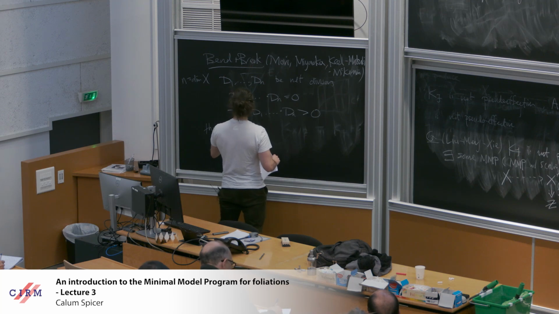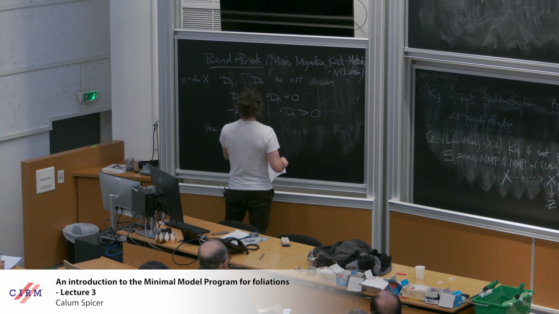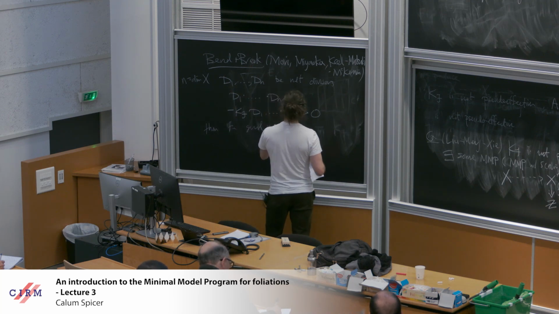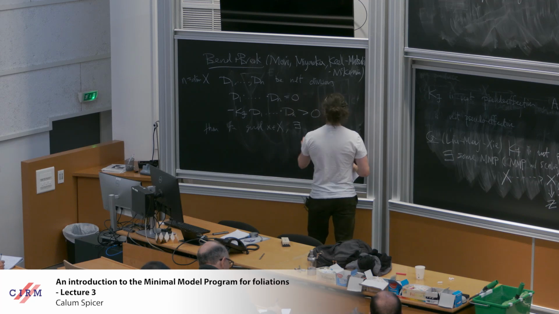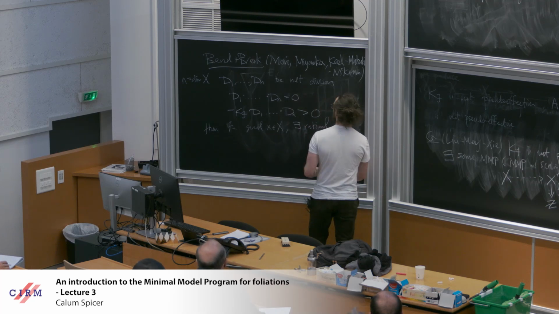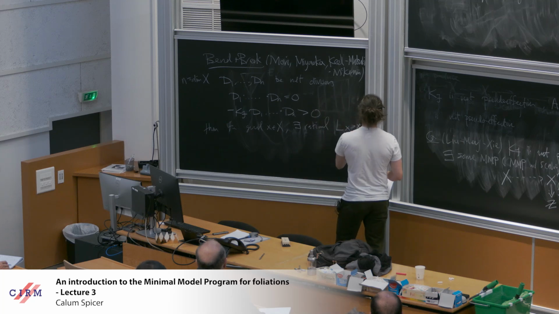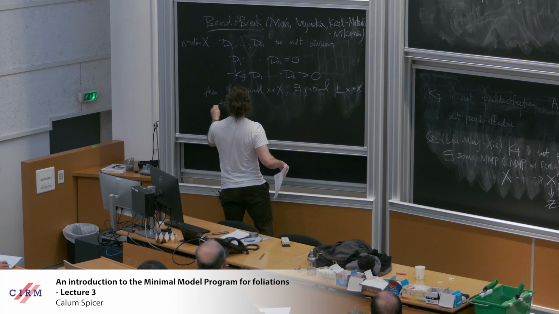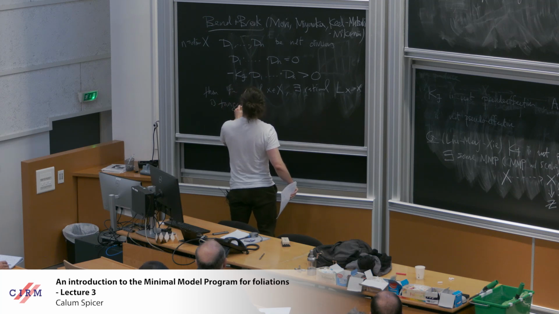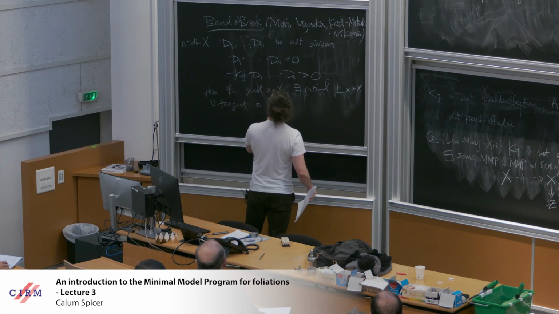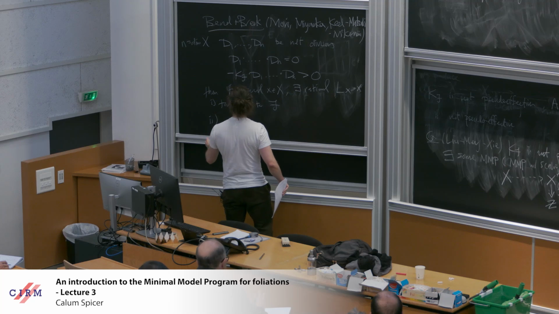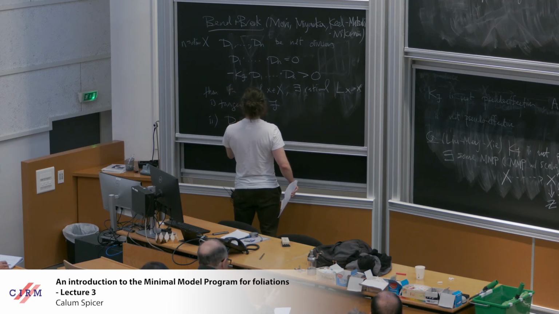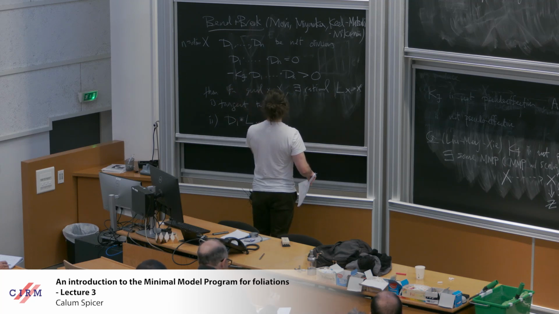Then through a general point x in X, there exists a rational curve L_x passing through x, which is tangent to F. So 1, it's tangent to F. And 2, it has 0 intersection with D1.